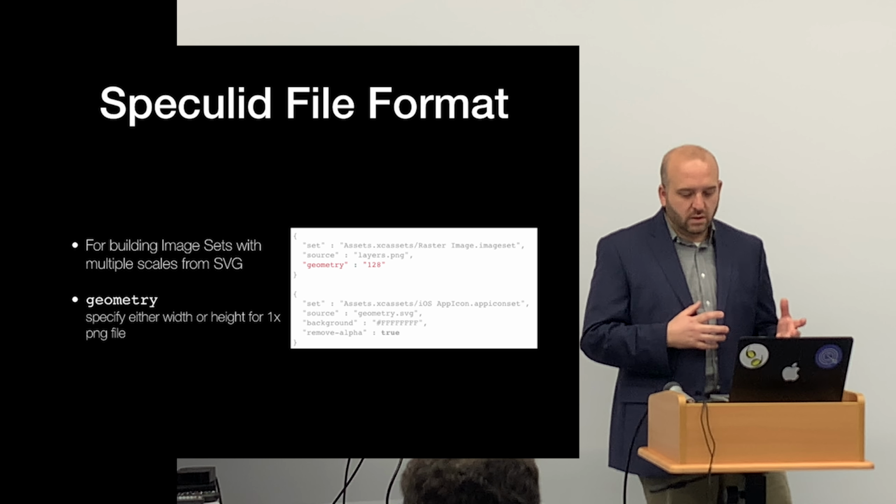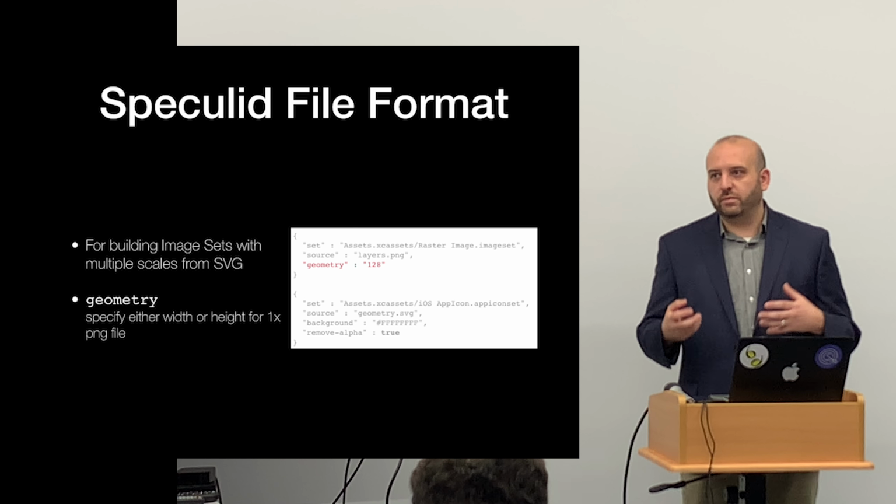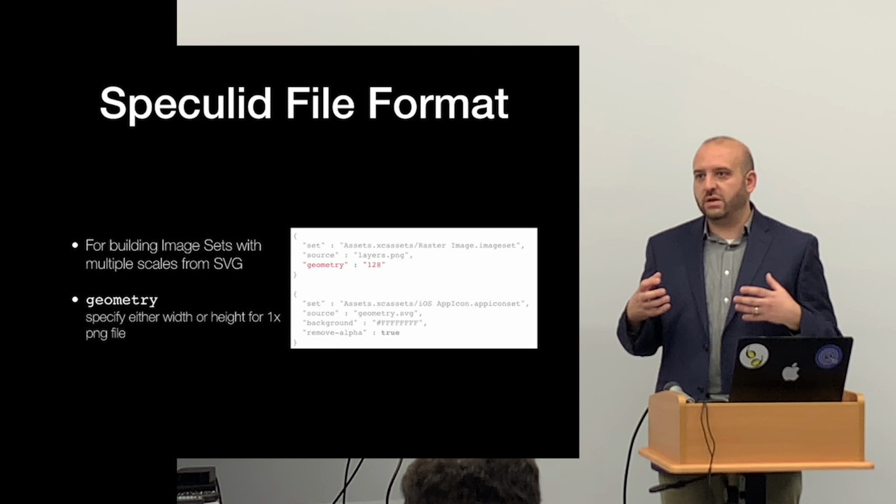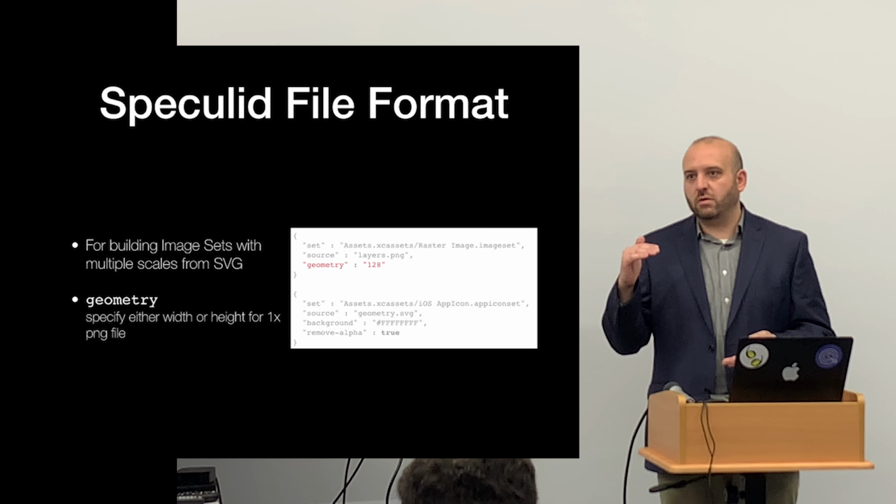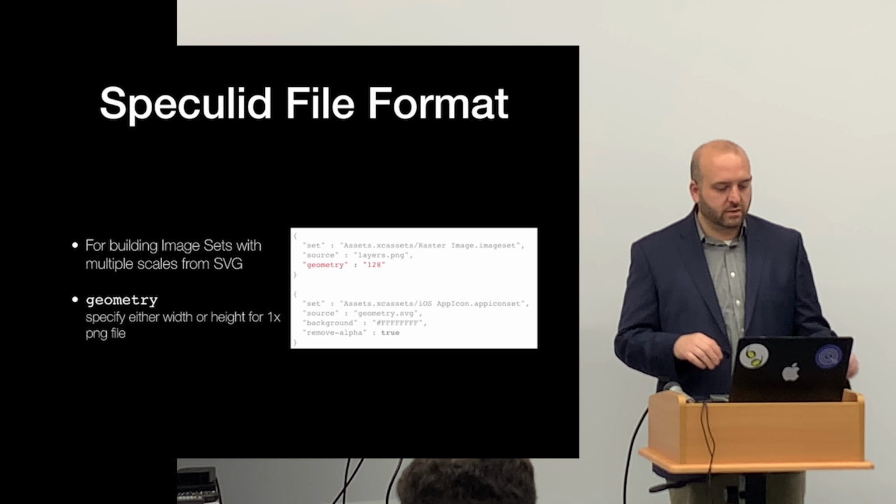So in this case, what will be exported for the 1x will be a 128 pixel width image, keeping the aspect ratio to whatever height it's going to be.